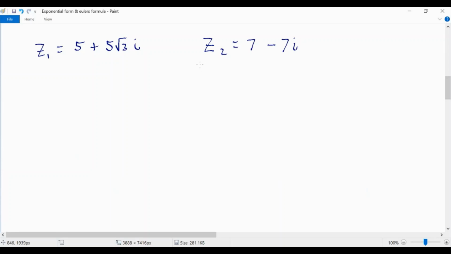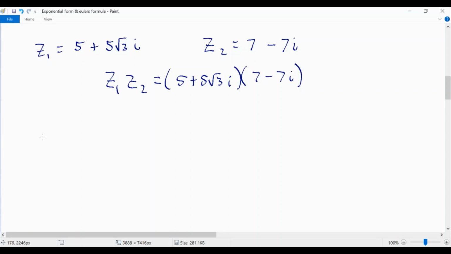We've got two complex numbers here. z1 equals 5 plus 5 root 3 i, and z2 equals 7 minus 7i. And if we wanted to multiply them together, we could already do that. Even though they're written in Cartesian form, you just have to multiply out the brackets and then simplify any things like i squared that you get out of that. However, admittedly, this is okay if you're just multiplying a couple of complex numbers together. If you're multiplying more than two, then it starts becoming a lot of effort because you're having to multiply lots of brackets together, and that's a bit of a pain.